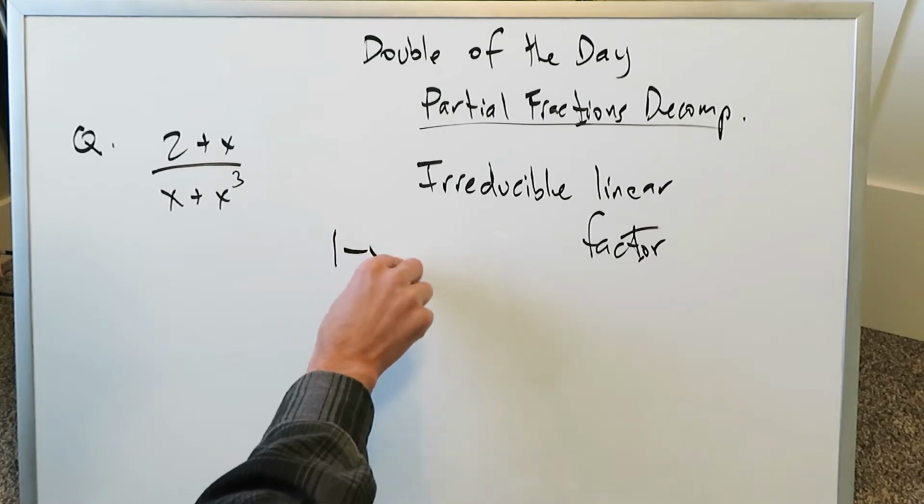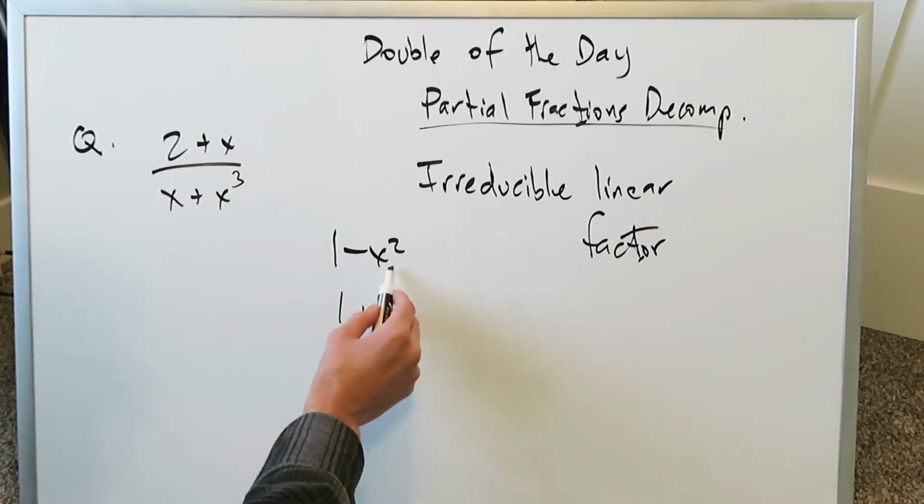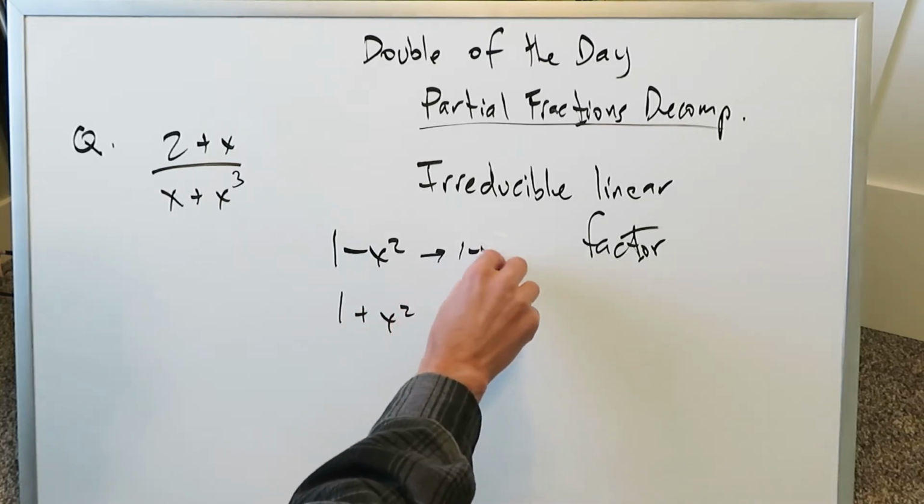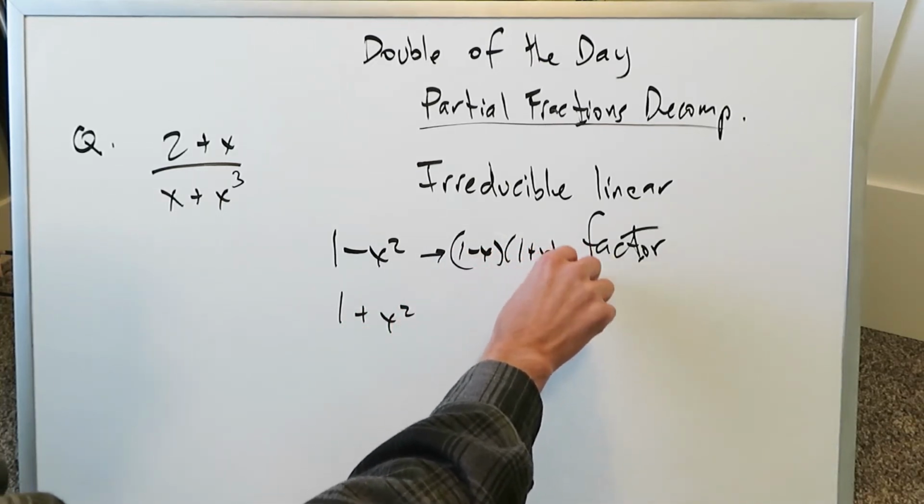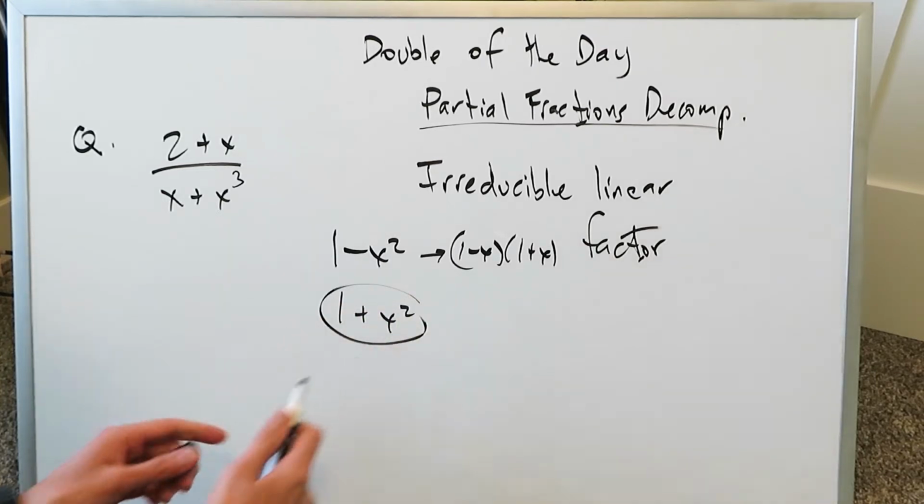Look at this, 1 minus x squared. Compare this to 1 plus x squared. This can be reduced. It's a reducible factor because this can become 1 minus x times 1 plus x, because it can be reduced. This here is an irreducible linear factor. You can't do anything else with it.